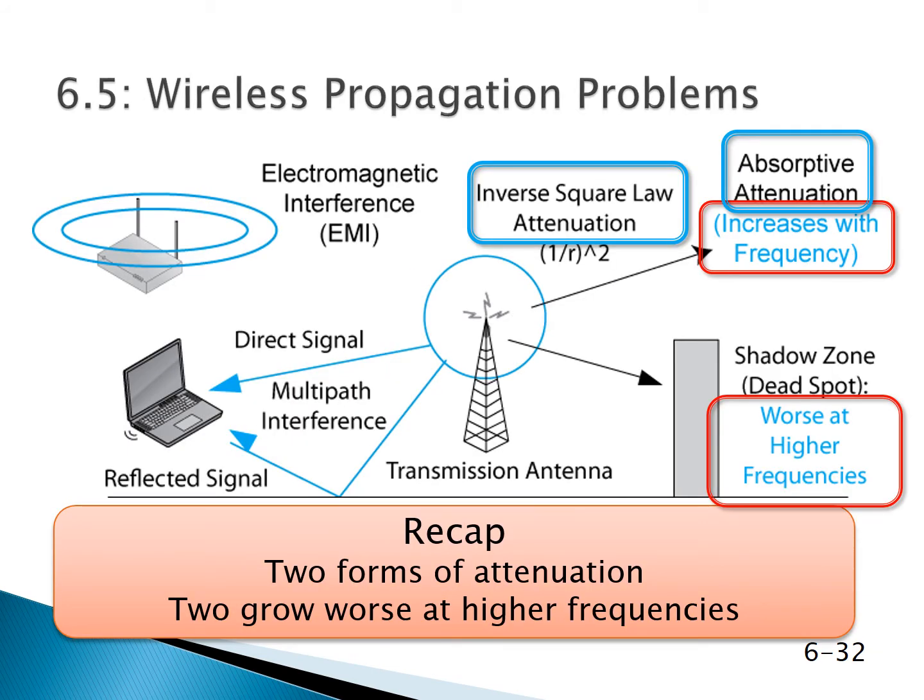This diagram just summarizes the five major problems that we talked about. You have electromagnetic interference, the shadow zone, inverse square law attenuation, absorptive attenuation, and also the multipath interference. And as we mentioned, there are two forms of attenuation, and they grow worse at higher frequencies. Absorptive attenuation and the shadow zone are worse at higher frequency. So as we mentioned, a lot of times 2.4 gigahertz is preferred, especially in Hong Kong apartments, because of the shadow zone problem. Higher frequency can be used when you are closer, and that will give you a higher speed.